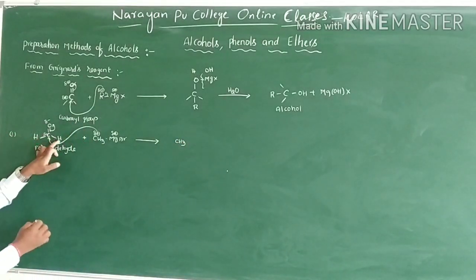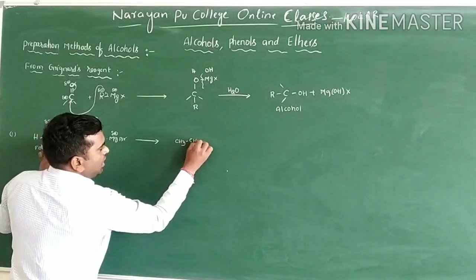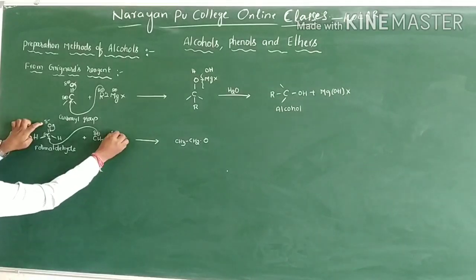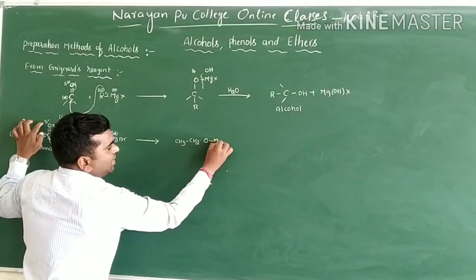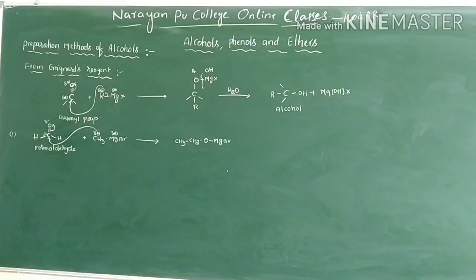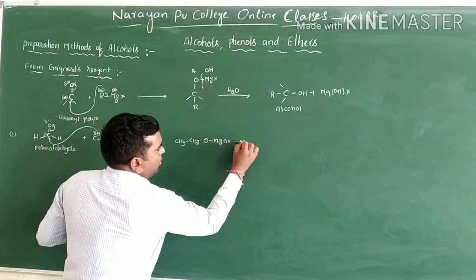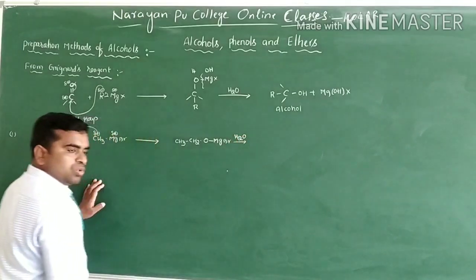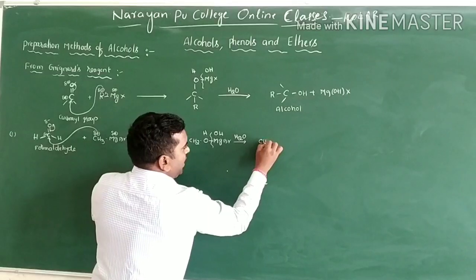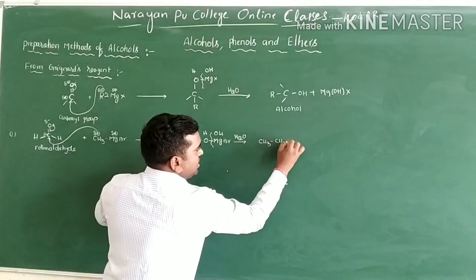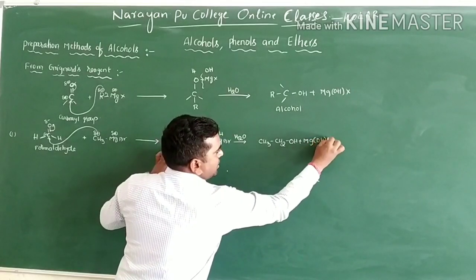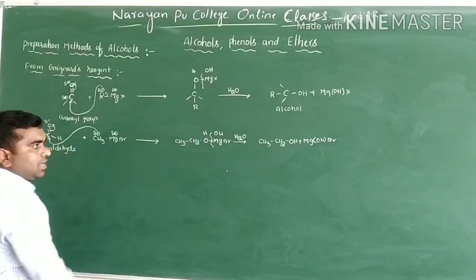CH3, and here H and H, CH2, and here O, with a negative charge on O and Mg plus. So there will be a bond between the negative and positive. And next, the same thing you have to do: hydrolysis. Do the hydrolysis and break this bond, H and OH. Then what you are getting here: CH3CH2OH, and MgOHBr.